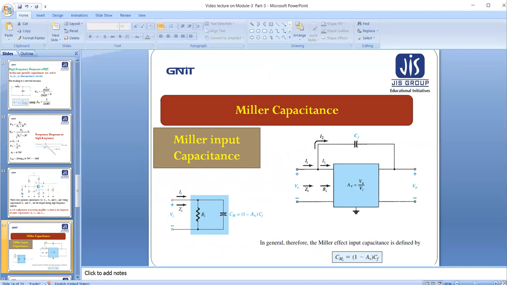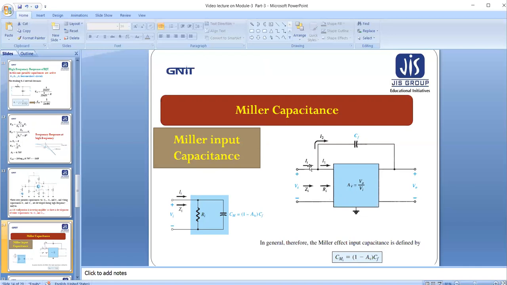Now, suppose I have a block. This block is an inverting amplifier whose gain is Av equals Vo by Vi. In the block, the input signal is Vi and the output signal is Vo. The input impedance is Zi, and it is the input resistance Ri, excluding the capacitive effect.